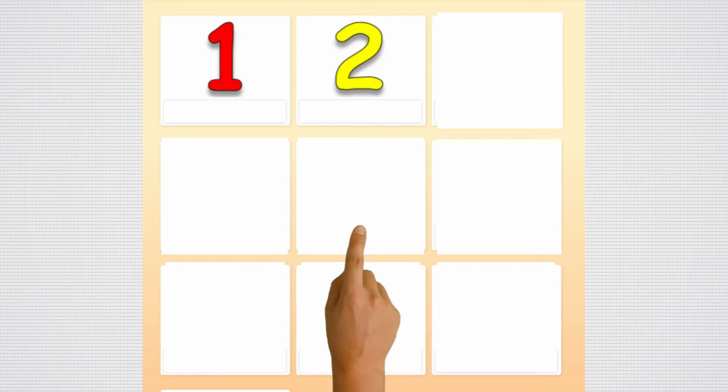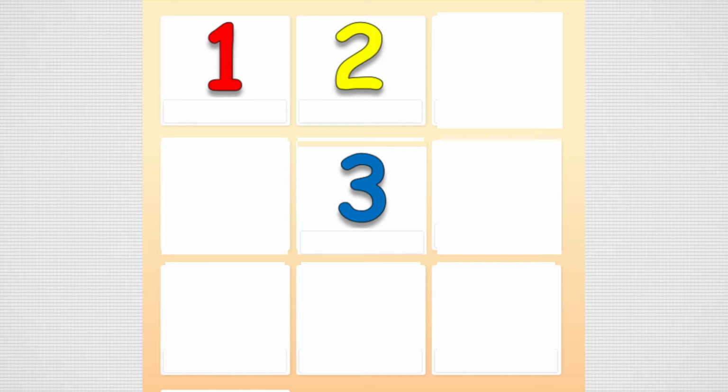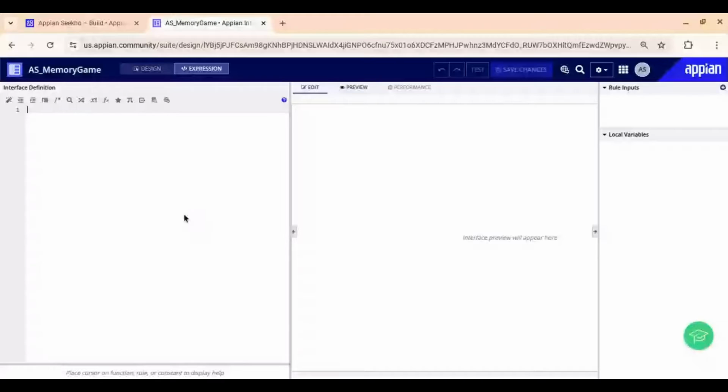Cool? The goal is simple. Tap the cards in the correct order from 1 to 9, but be careful. If you tap the wrong number, the game resets. When the game begins, 9 cards are randomly placed face down. You won't see the numbers until you tap them. But remember, every mistake resets the board.